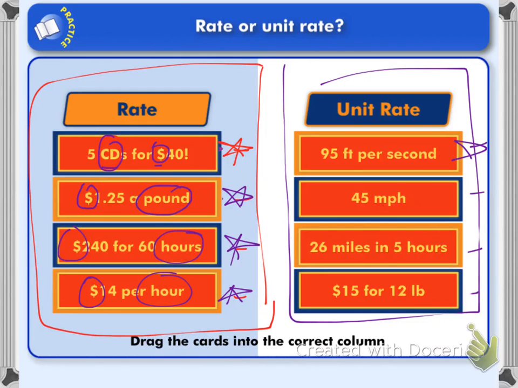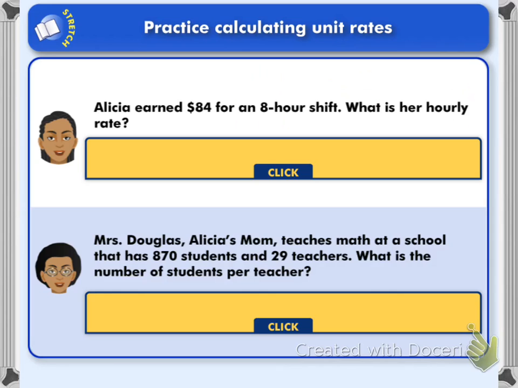Okay, so this is definitely a unit rate because it's 95 feet per second, which means per 1 second. So is this, 45 miles per hour, which means miles per 1 hour. That's a unit rate. This, boo, not a unit rate. It's per 5 hours, not 1. And down here, boo, that's per 12 pounds, not 1 pound. I don't know if you saw my crossed out ones, but I kind of gave it away.